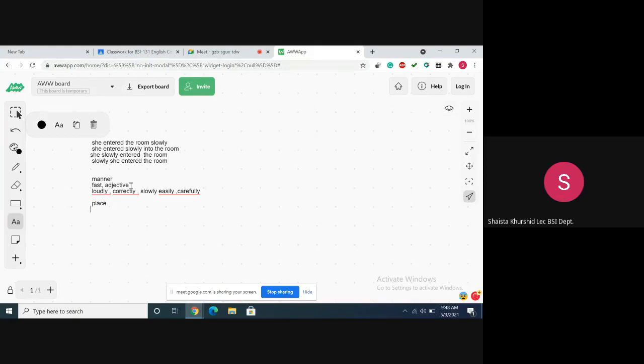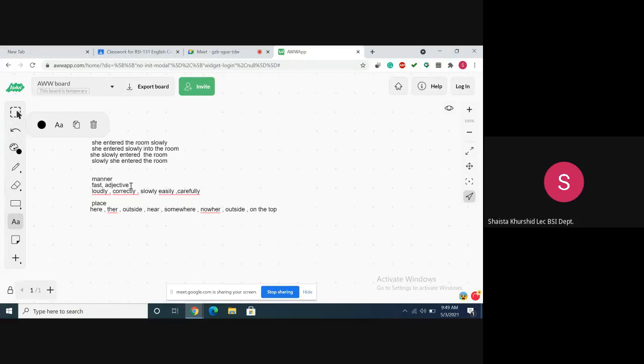Adverb of place tells us about the place of an action, or where the action occurred, occurs, or will occur. For example, here, there, near, somewhere, nowhere, outside, ahead, on the top, at some place, and things like that. When it tells us where that action occurred, it's an adverb of place. So we say here, there, outside, near, somewhere, nowhere, outside, and again I have written on the top, at some place or somewhere.